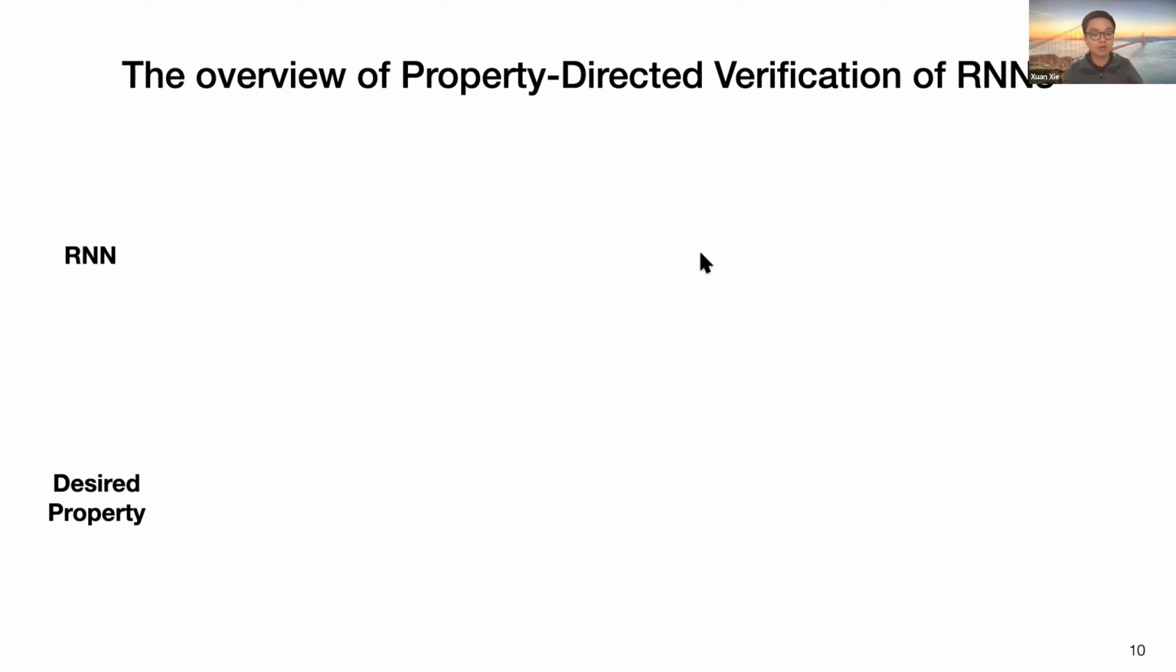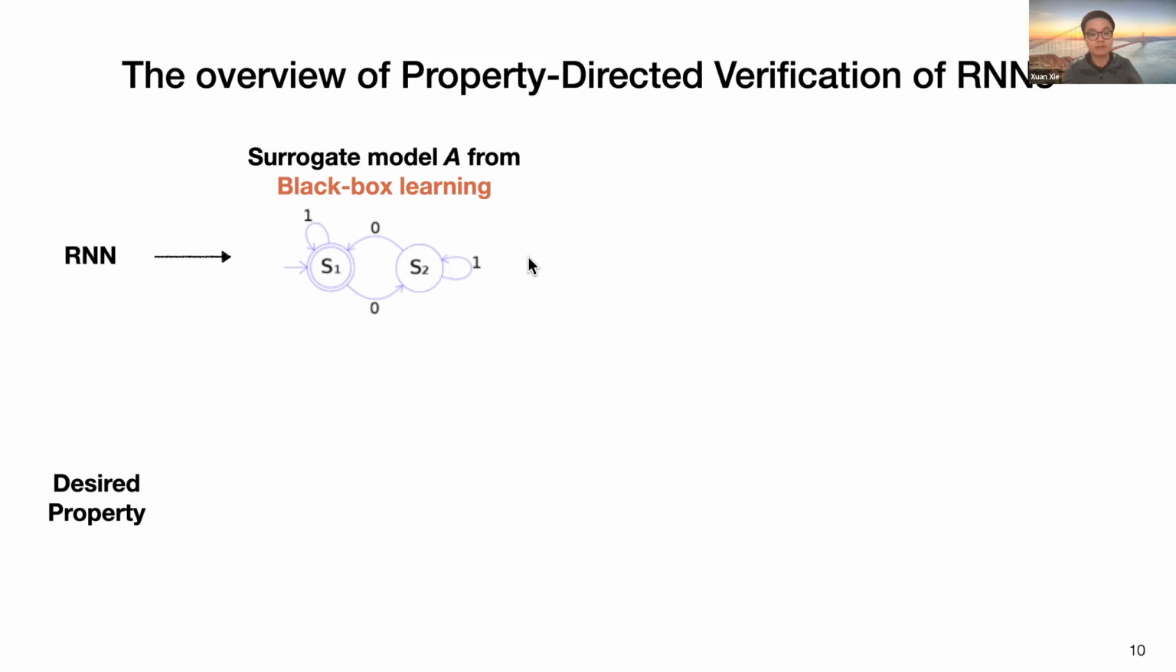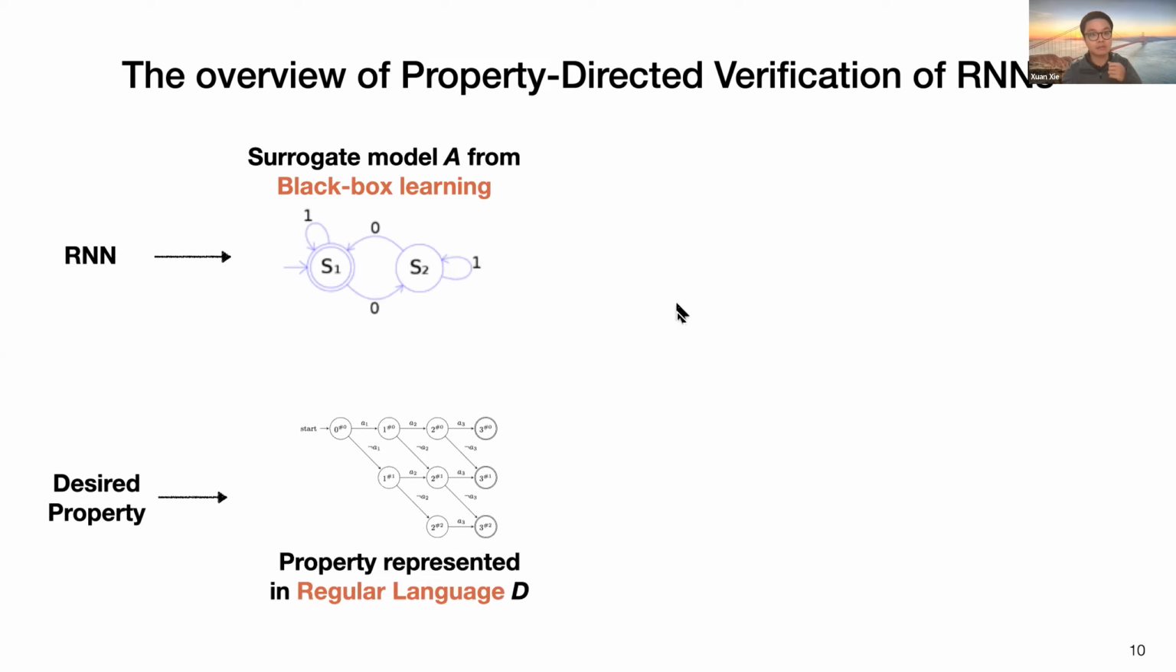And the overview of our work is like the following. We are given an RNN and a desired property we would like to verify. At first, we perform black box learning to learn a finite state automaton A as a surrogate model to represent the RNN. At the same time, we represent the property as a regular language D, that is, another finite state automaton. Then, we use a classical automata theoretic technique, conducting an inclusion check to check whether all the inputs accepted by the surrogate model are also accepted by D. It will either return yes or no with the counterexample.